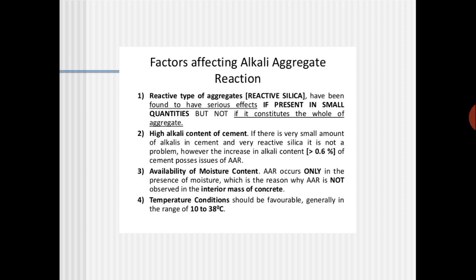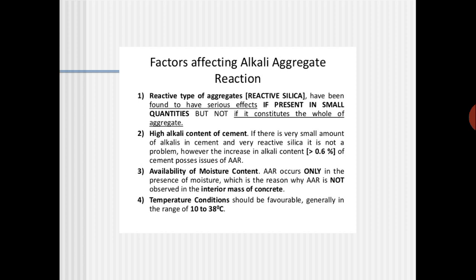So, factors affecting the alkali aggregate reaction. A reactive type of aggregate has been found to have a serious effect if present in small quantities, but not if it constitutes the whole of the aggregate. I already said that it is 5 to 6% that will be present in the aggregate. If it is there at 1 or 2%, or if it crosses more than 3% or 6% or more than 10%, of course it is going to increase the alkali aggregate reaction, and then it is going to decrease the strength of the concrete.